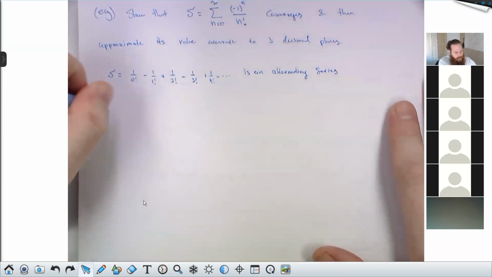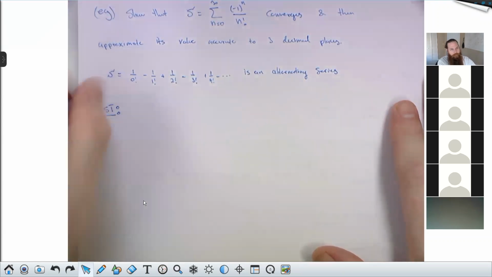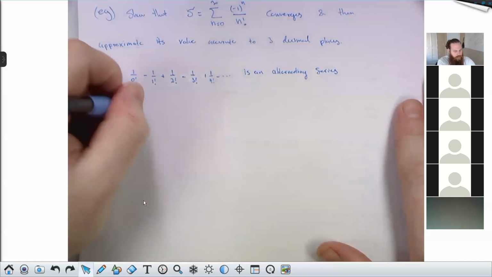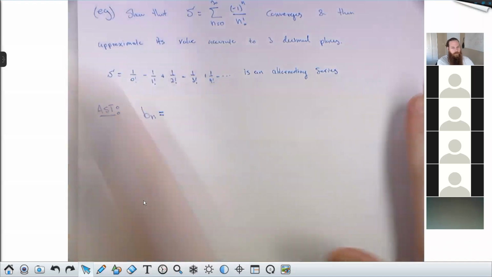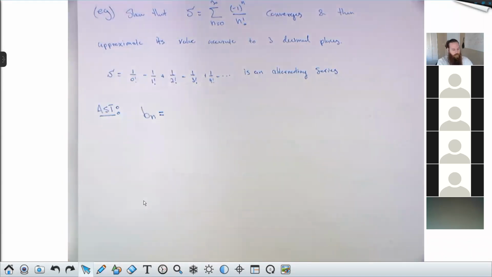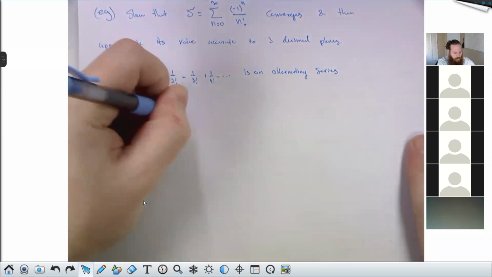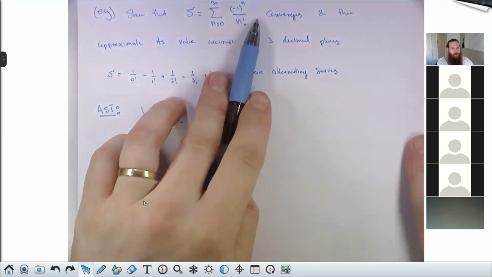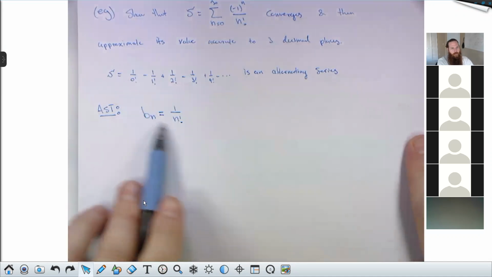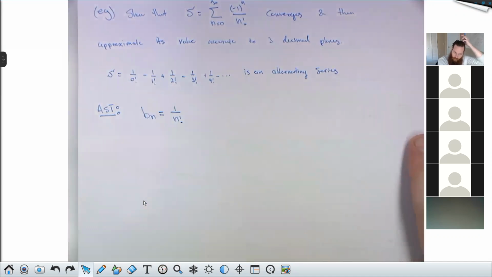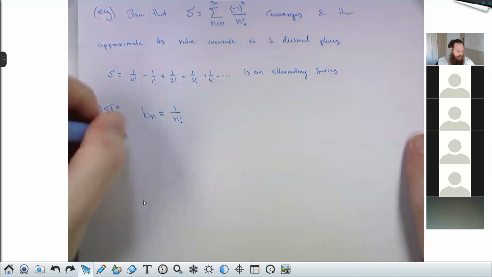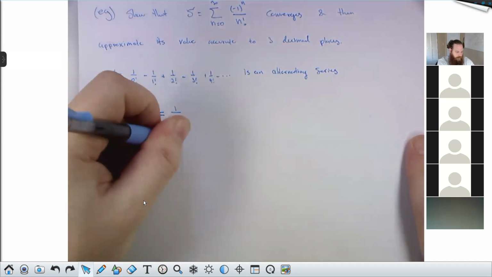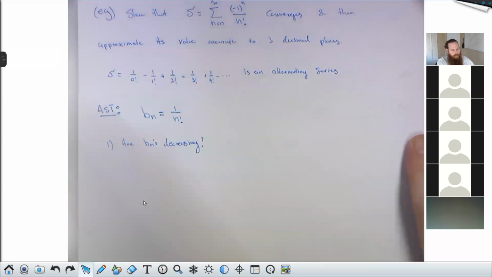So let's use AST. Let's use the alternating series test. What are the BNs here? 1 over n factorial. Very good. Right, because I could write this as -1 to the n times 1 over n factorial. The non-alternating part, the positive part of my summand, is 1 over n factorial. So I need to answer two questions about these. Are the BNs decreasing? And is the limit 0?